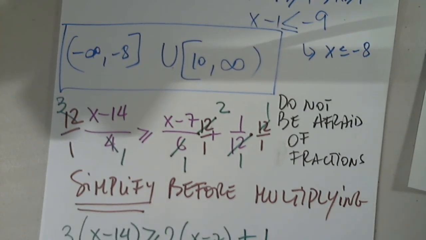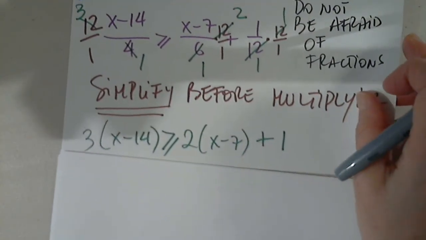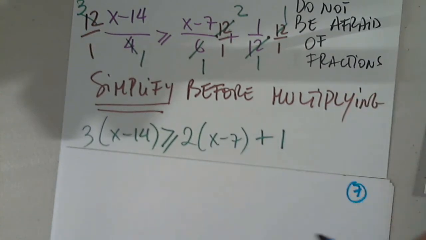Now this is way more human than what I started with. So please do not be afraid of fractions. You can always, especially in inequalities or equations, you can always get rid of them in a blink. You have to find the least common denominator, but you can always. We always simplify before multiply. Okay. So now the rest is easy.